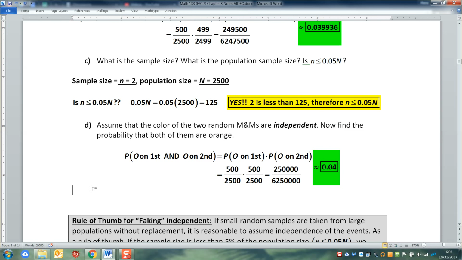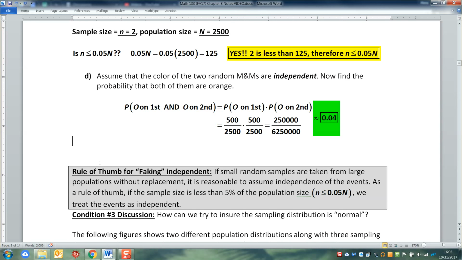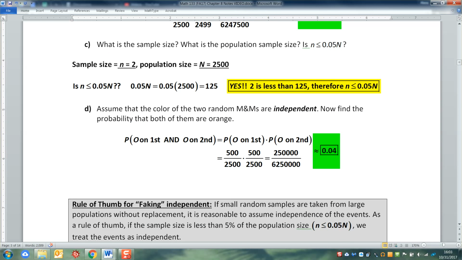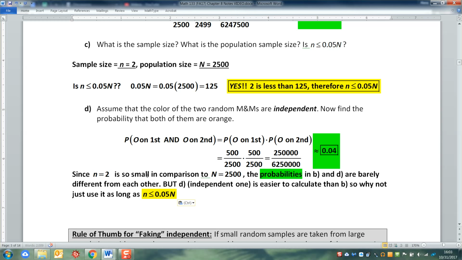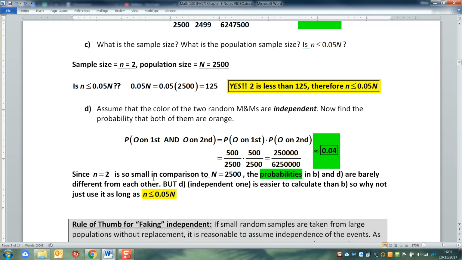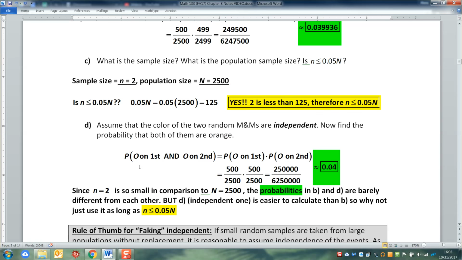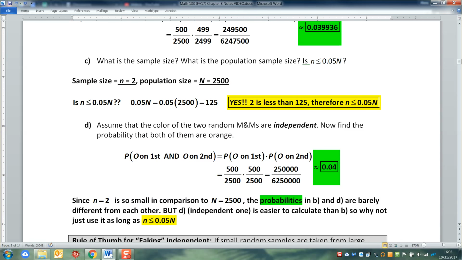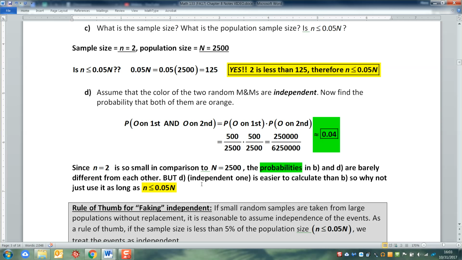And this gets to the moral of the story, which is what we've kind of written down here in this box, which is you can sort of fake independence, right? Since 2 is so small in comparison to the 2,500, those probabilities are barely different from each other. And that means that we can kind of fake our way to independence and say, yeah, it's close enough to independent that it doesn't really matter. It's just easier to calculate that.